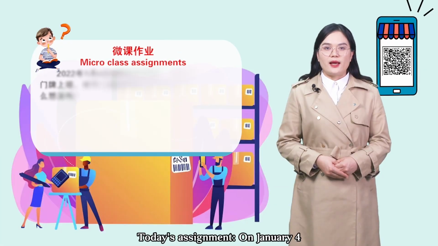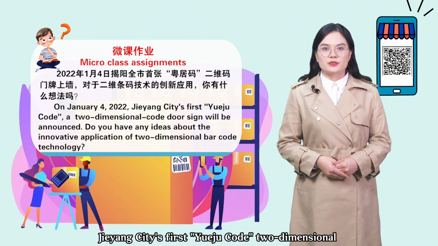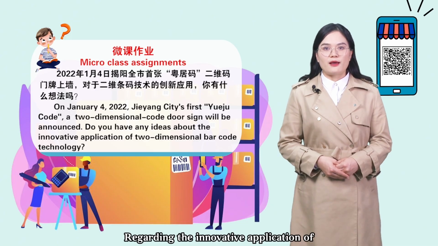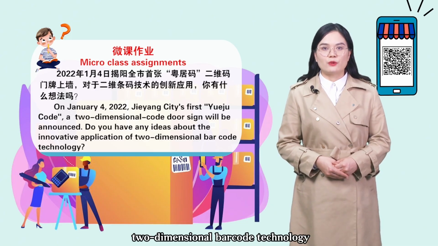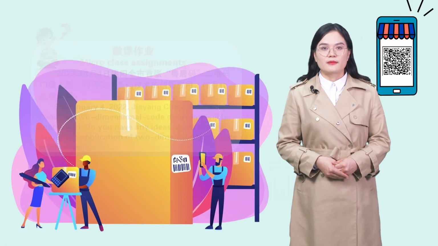Today's assignment: on January 4, 2022, Jiyang City's first Yuju code two-dimensional code door sign was installed. Regarding the innovative application of two-dimensional barcode technology, do you have any thoughts?